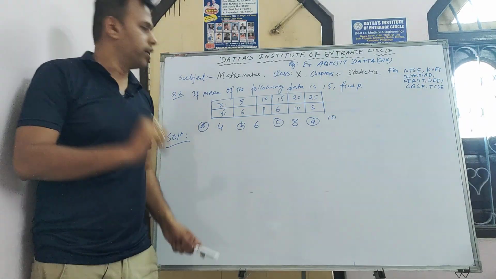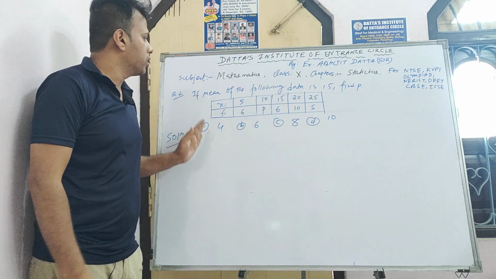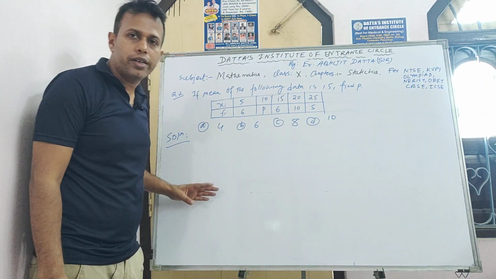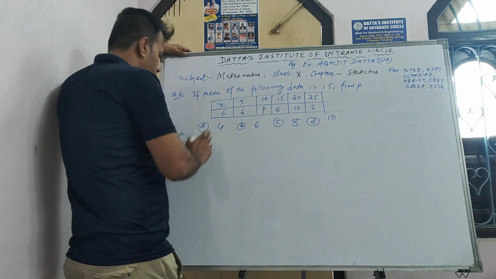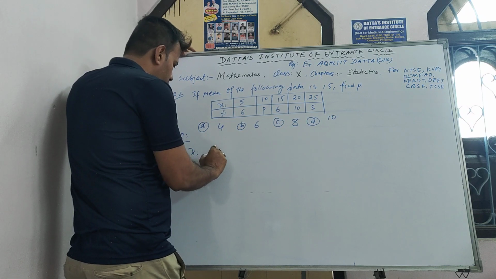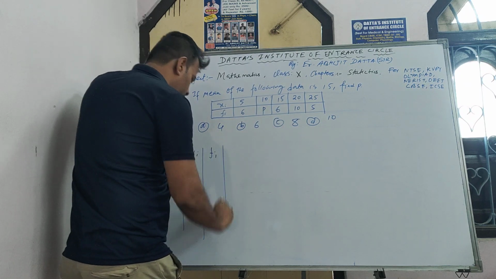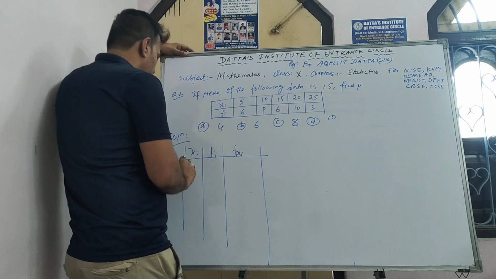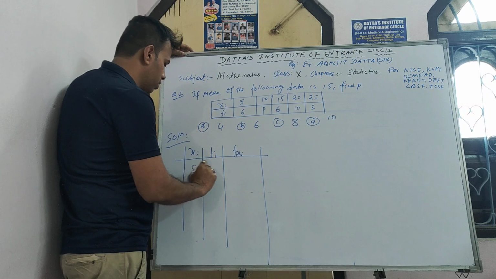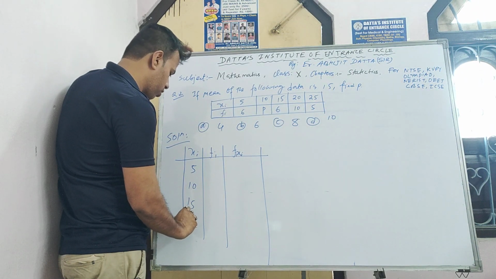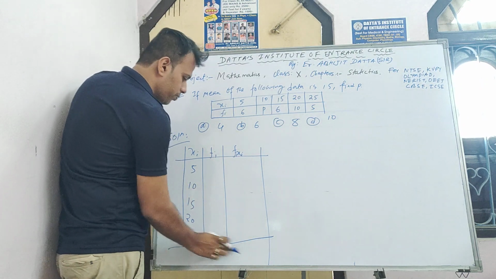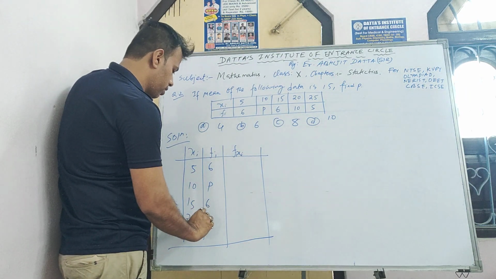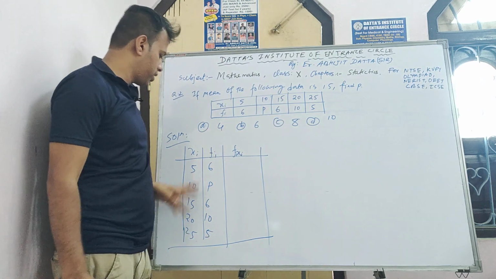So students, our next question, question number 2. If the mean of the following data is 15, then we have to find out the value of p. Four options are given, we have to check which option is correct. So let's start. Here given xi and fi, I write it in column form. This one will be fi xi. So xi is 5, 10, 15, 20, 25. Now f, the frequency, is 6, p, 6, 10, 5.